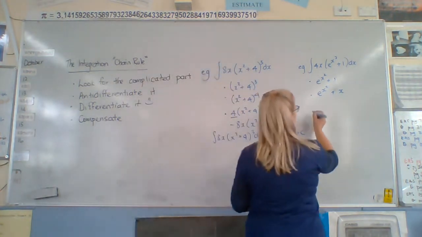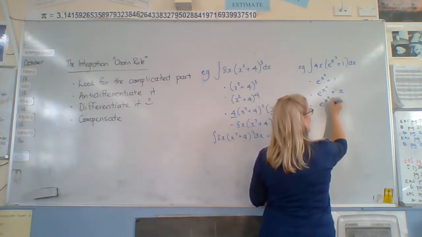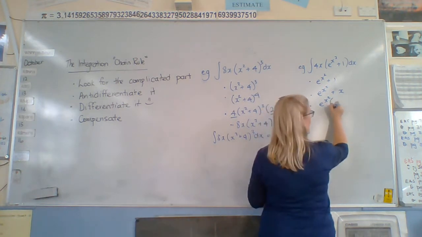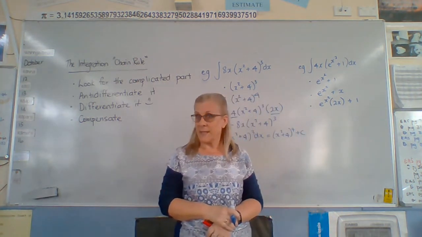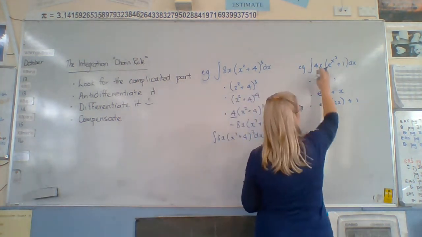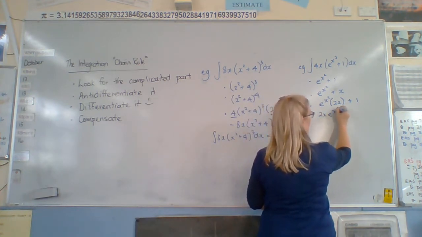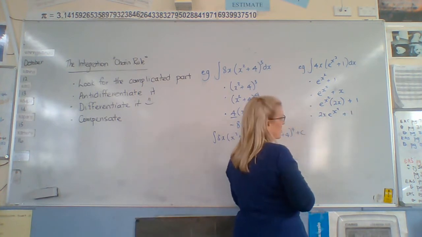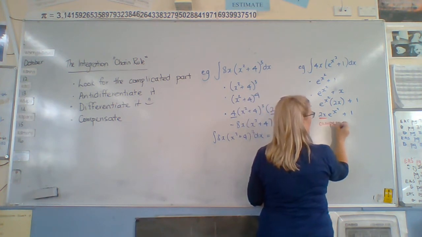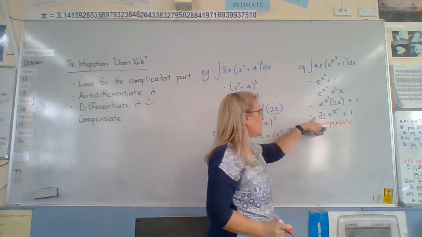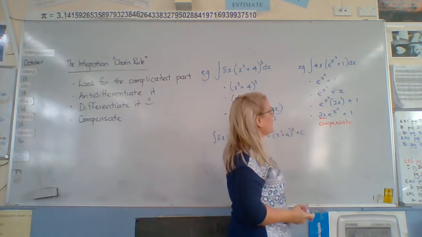Okay, so if we differentiate that, what do we get? We get e to the x squared times 2x plus 1. Yes? Compare. What's different? So our compensate, we didn't get enough. We didn't get enough to get back to where we started. We need a bit more.